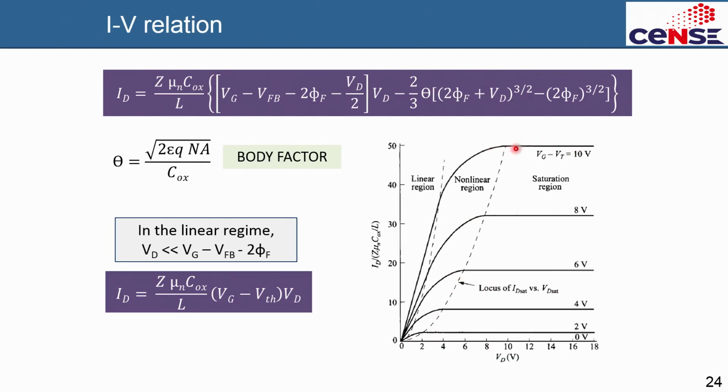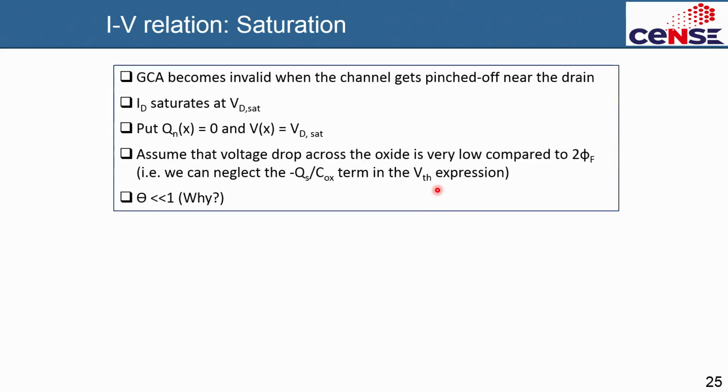The voltage at which the current saturates is called VDsat, and that VDsat depends on the gate bias. This is VDsat here, and this is VDsat for this one. VDsat itself moves position as your gate bias keeps increasing, okay? So at this point, essentially, the current saturates. Now what happens when the current saturates?